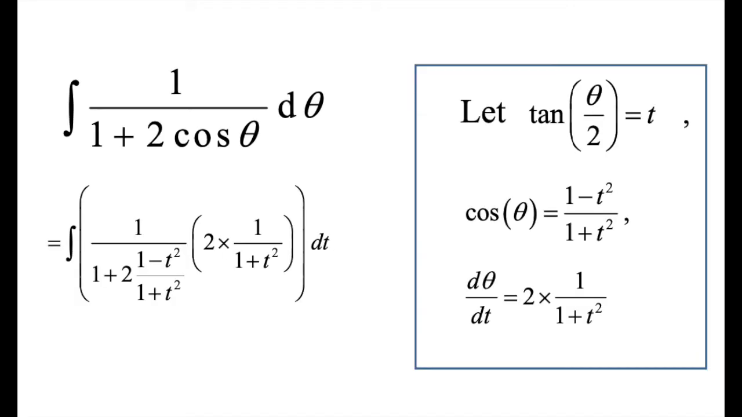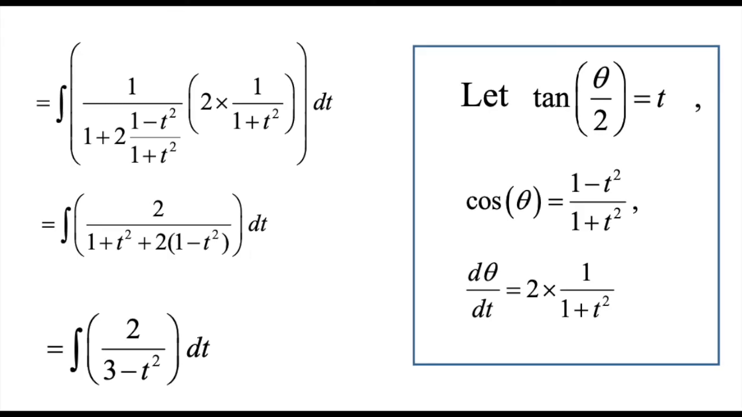Based on substitution, we integrate 1 over 1 plus 2 times cosine theta. Now we can substitute cosine theta with 1 minus t squared over 1 plus t squared, and we can substitute d theta with 2 over 1 plus t squared dt. So everything is in terms of t, and we can solve the problem. After some simplification, we become integrate 2 over 3 minus t squared dt.